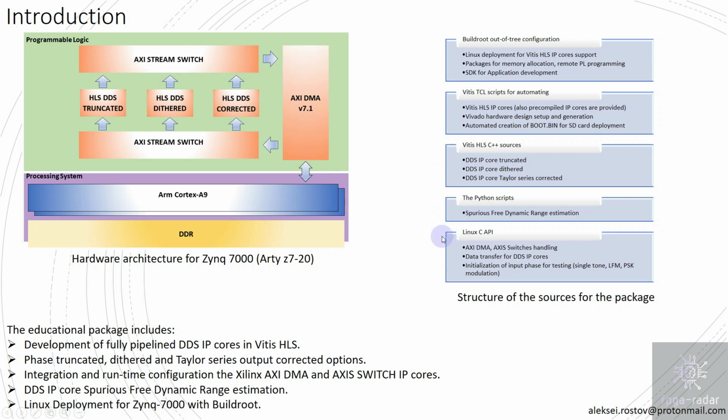And also a Linux C application where I demonstrate how to handle Xilinx IP cores on Linux, how to organize transfer to the DDS IP core, and as a bonus, an implementation of a phase generator for all IP cores. The phase generator allows you to create signals like, for example, a single tone, a linear signal with linear frequency modulation, phase shift keying modulation, or other kinds of signals.